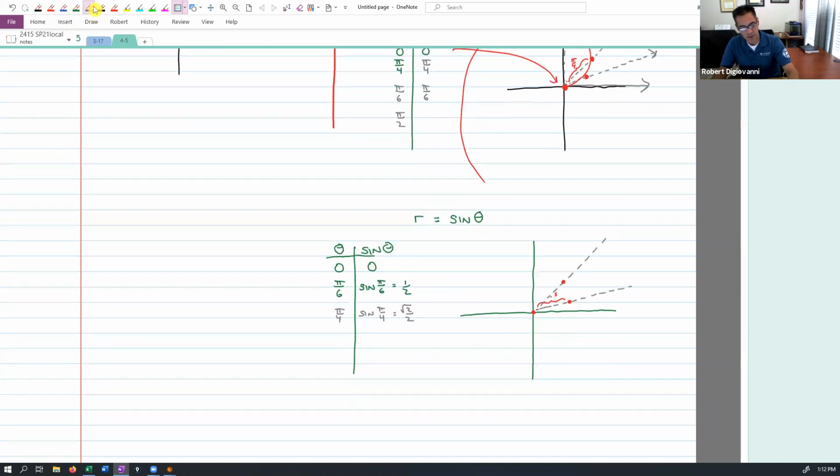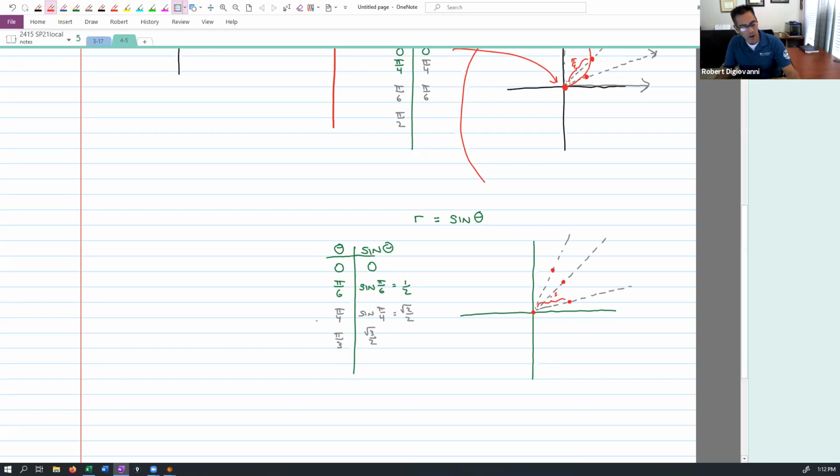Now it's not going to be a spiral this time. Let's keep going around. Let's pick another point here. How about pi over 3? Sine of pi over 3 is root 3 over 2, about 0.86. So it's even further out than that last point I just drew. Not much further, but a little bit further out.